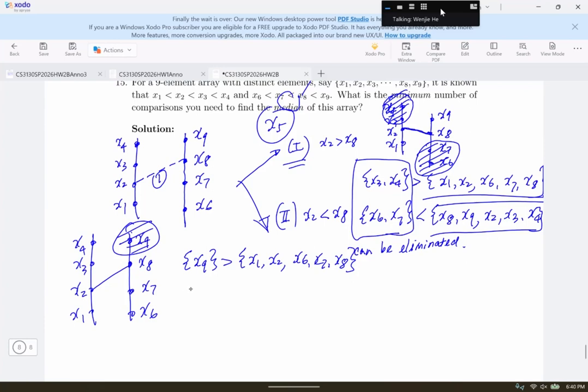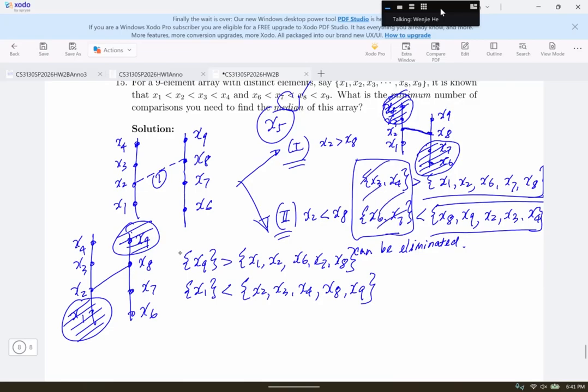Then X1 is less than at least 5 elements: X2, X3, X4, the other side, X8, X9. So X1 can be eliminated from the consideration for the median. Now we want to compare case 1 and case 2. Case 1, we can eliminate 4 elements, right? Case 2, we can only eliminate 2 elements. Which one is worse? Case 2 worse, right?